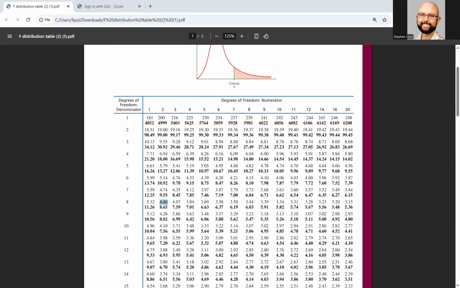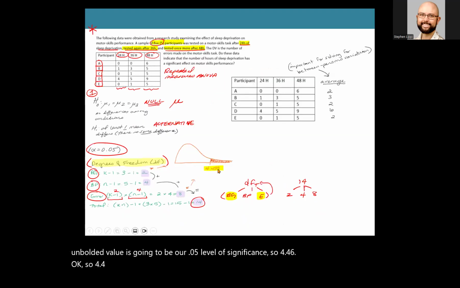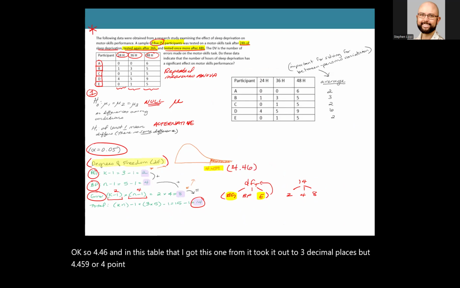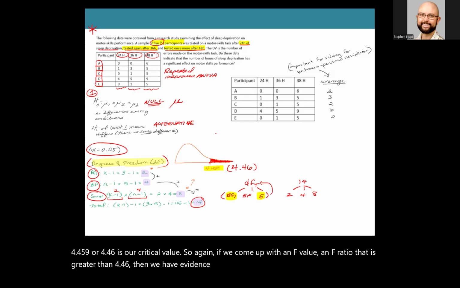Okay. So 4.46, and in this table that I got this one from, it took it out to 3 decimal places. But 4.459 or 4.46 is our critical value. So again, if we come up with an F value, an F ratio that is greater than 4.46, then we have evidence to reject our null hypothesis.